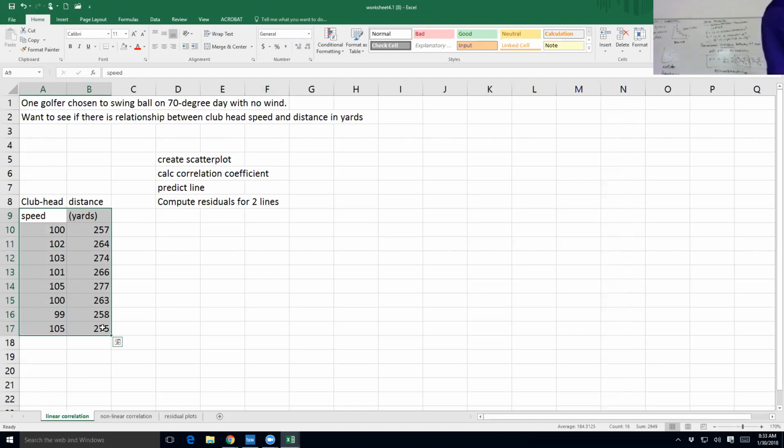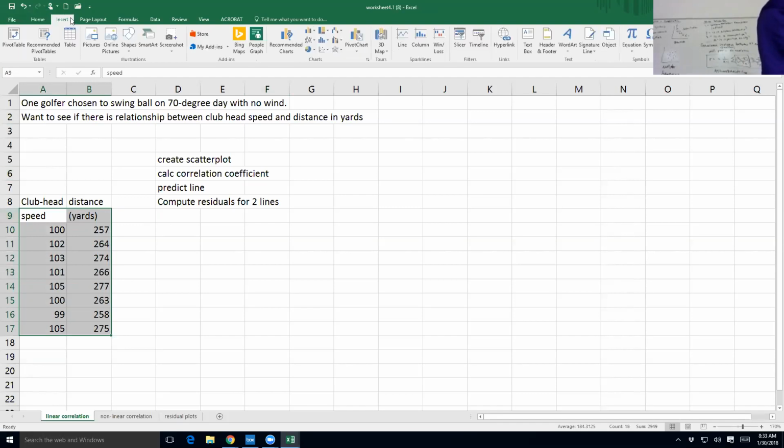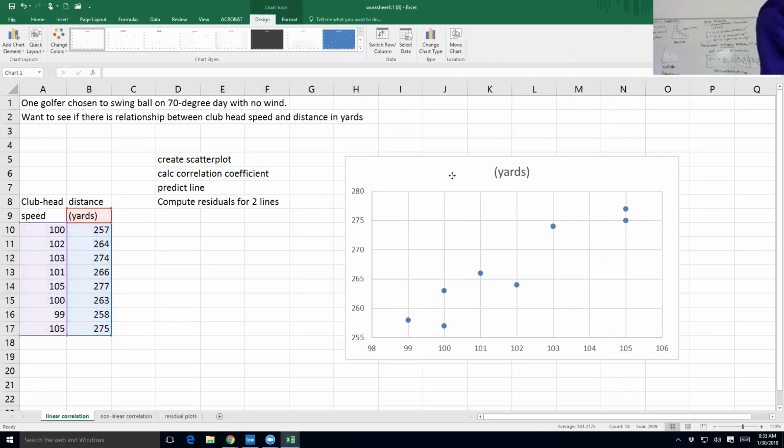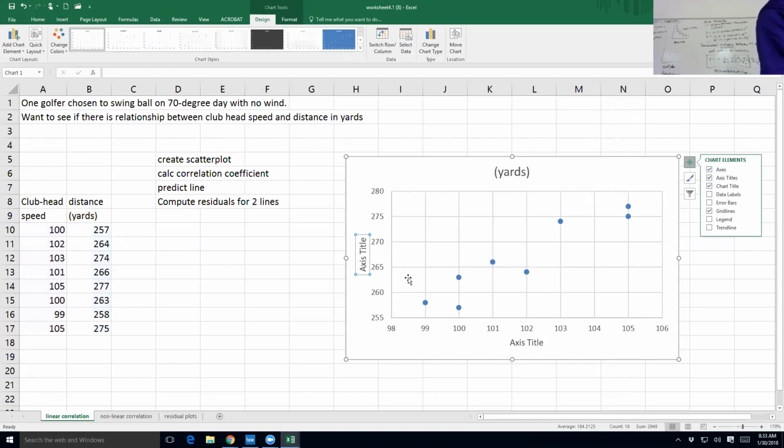And then what? Go to Insert, Scatterplot, just like that. Now that's not labeled very well, right? So how could I label that? Hit the plus sign, add your axis titles. What is this over here? That's distance. No, that's not. Oh, that is distance. You're right. Distance in yards. Please put yards in there because we probably don't know what that is. Feet, yards, miles. Okay. And what goes down here?